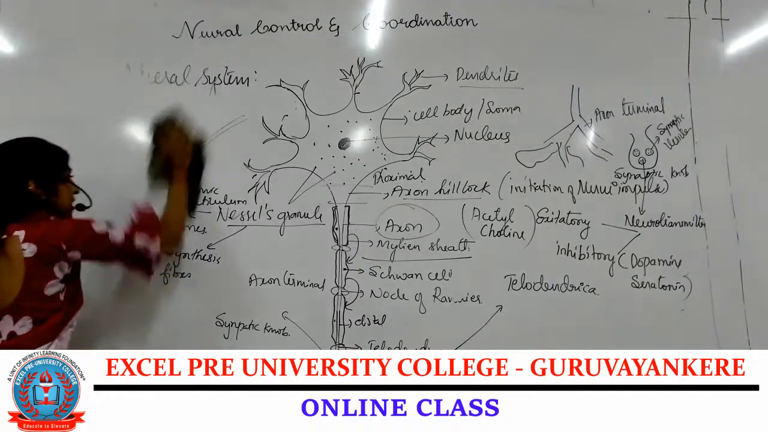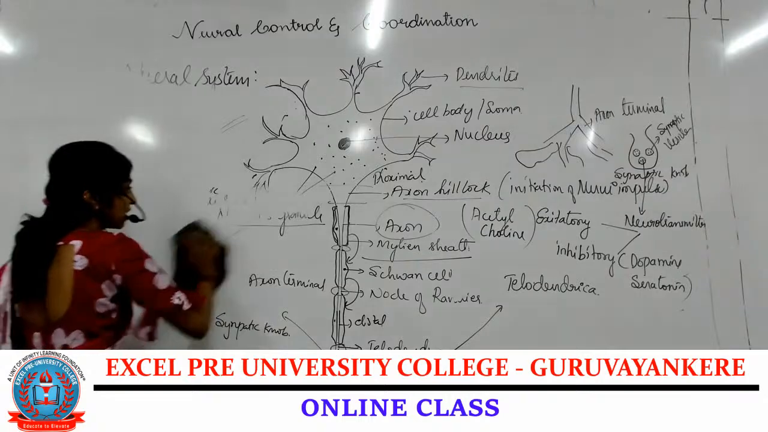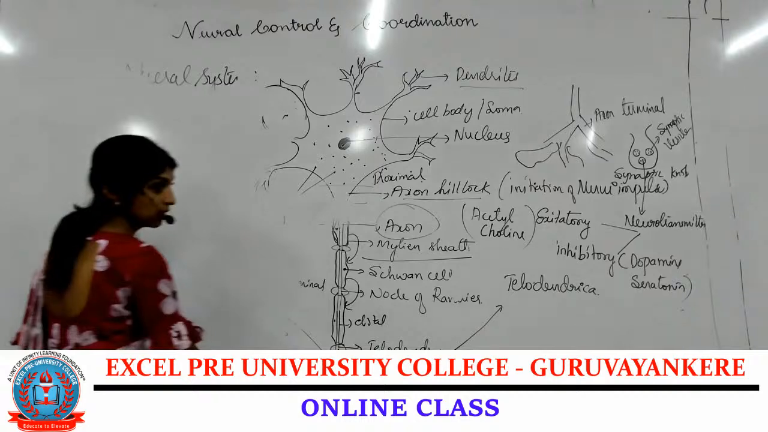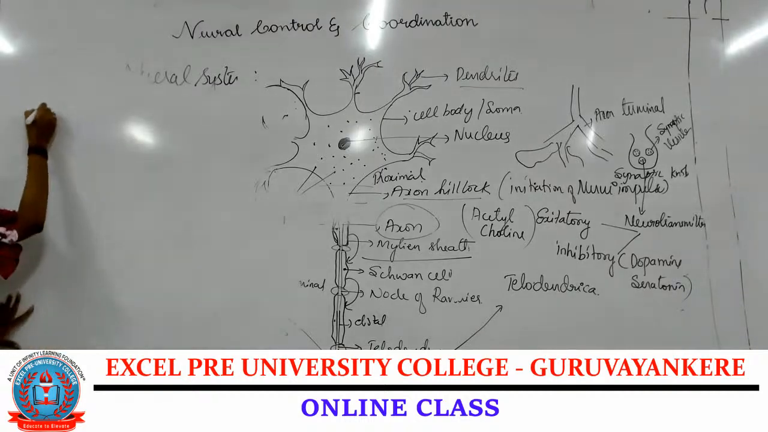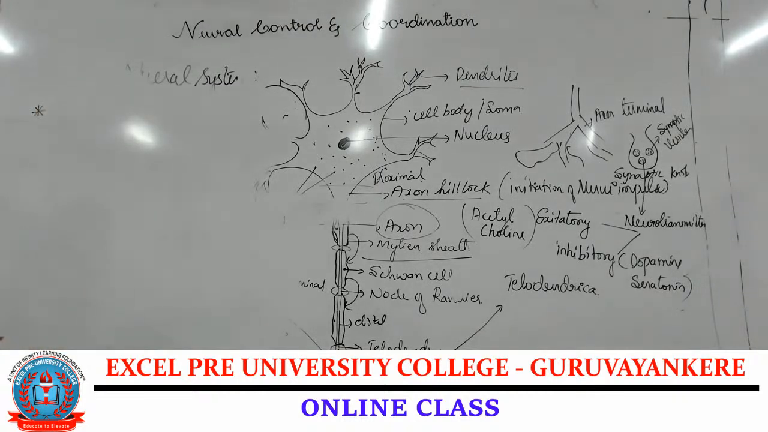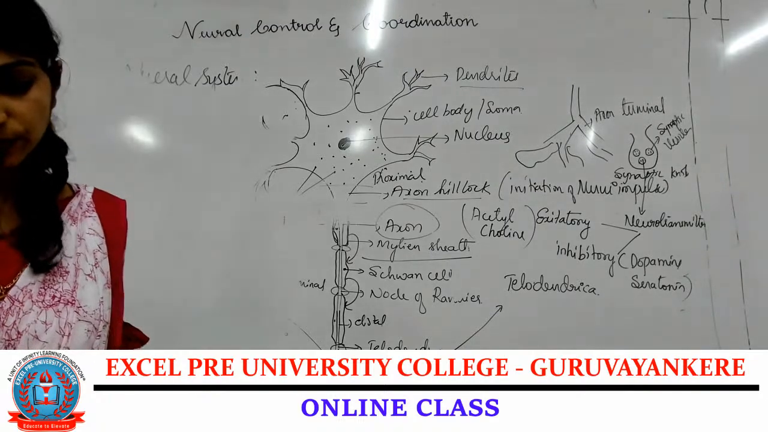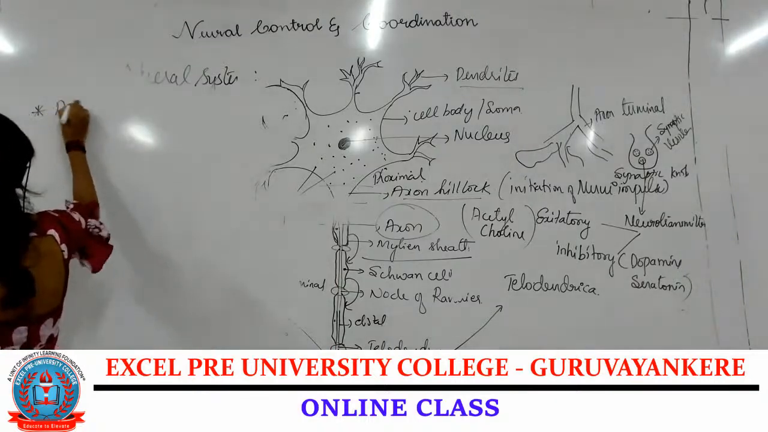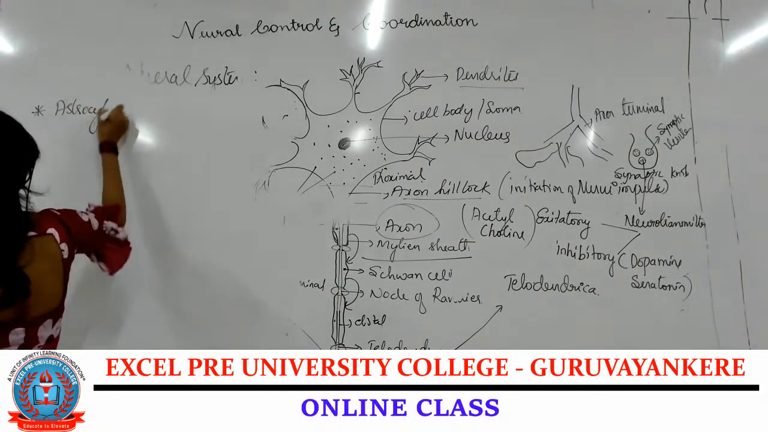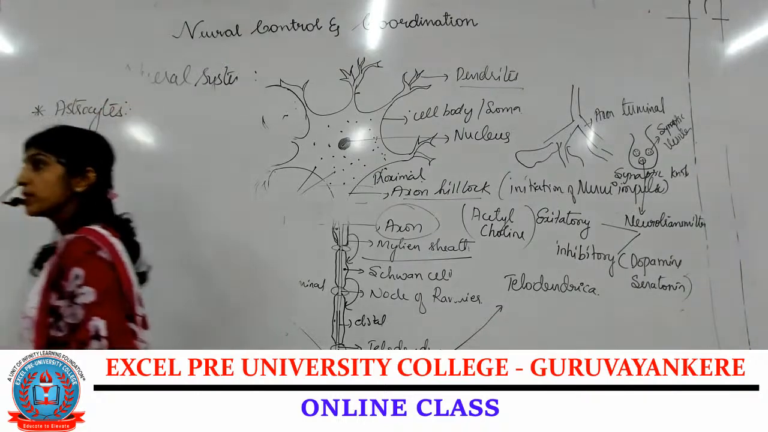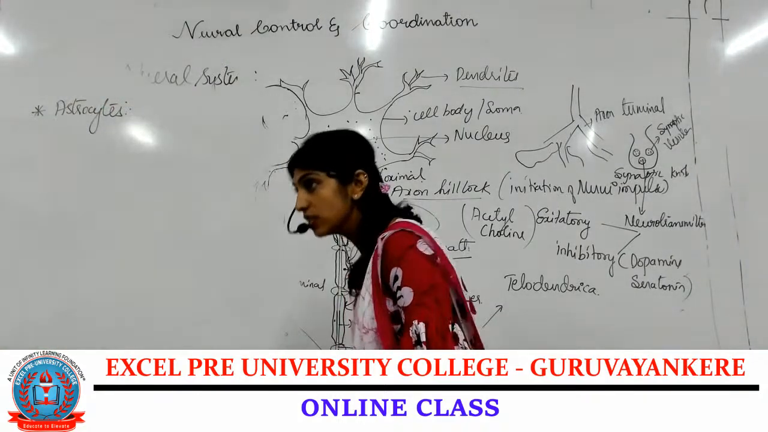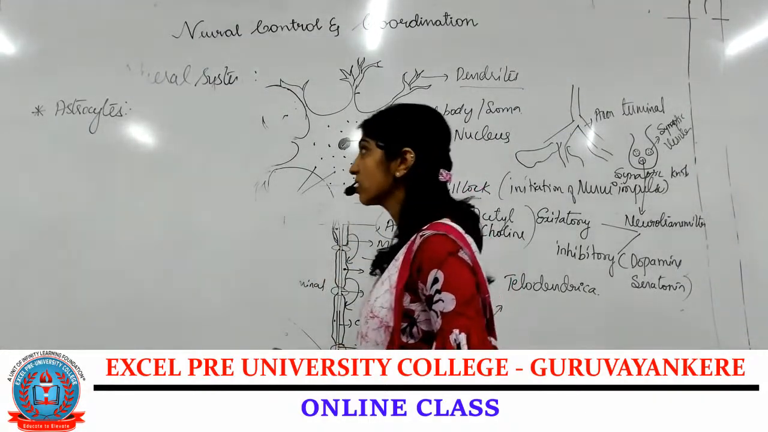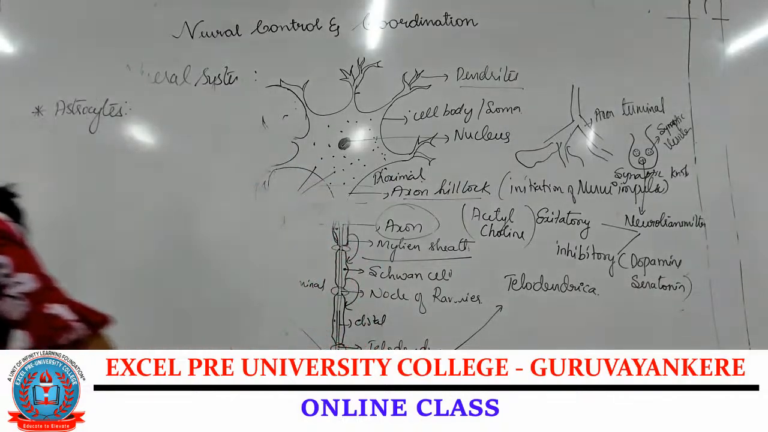Okay, now we have different supporting cells in the central nervous system as well as the peripheral nervous system. Coming to the first one, they are astrocytes. They are the star-shaped cells that are present in the central nervous system.